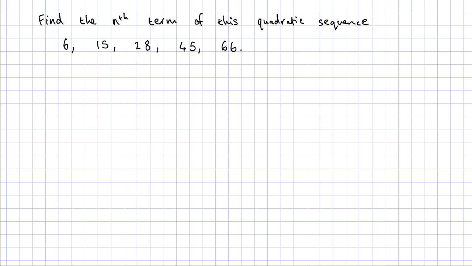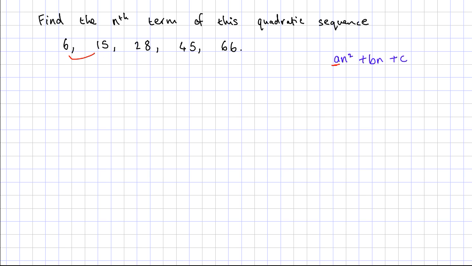So what I want is a sequence in the form, or the nth term in the form, an squared plus bn plus c. So the first thing I'm going to do is try and find this a here. So let me choose the red color. So I'm trying to find the a, and this is how we're going to do it.